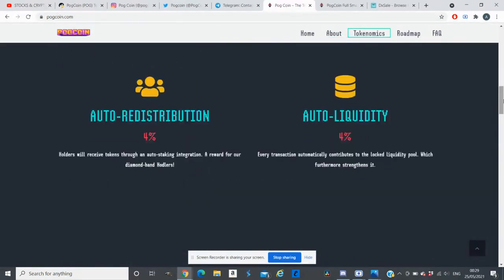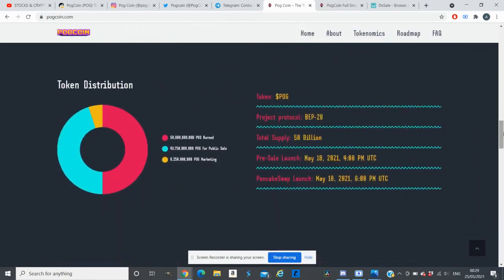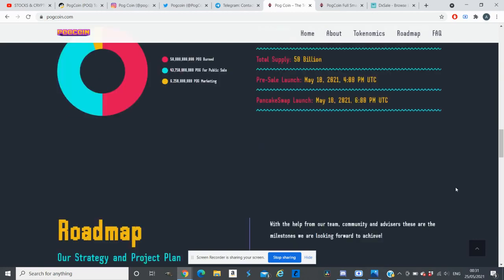Every time someone buys or sells, there's a 4% tax which is redistributed to the holders, and another 4% tax which is auto added into liquidity, and the liquidity is locked for 1 year. And if we have a look at their token sales, at the time of the token launch, they burned 50%, and from the other 50% they are using 43 billion, nearly 44 billion tokens for public sale, and they kept around 6.2 billion tokens for POG marketing.